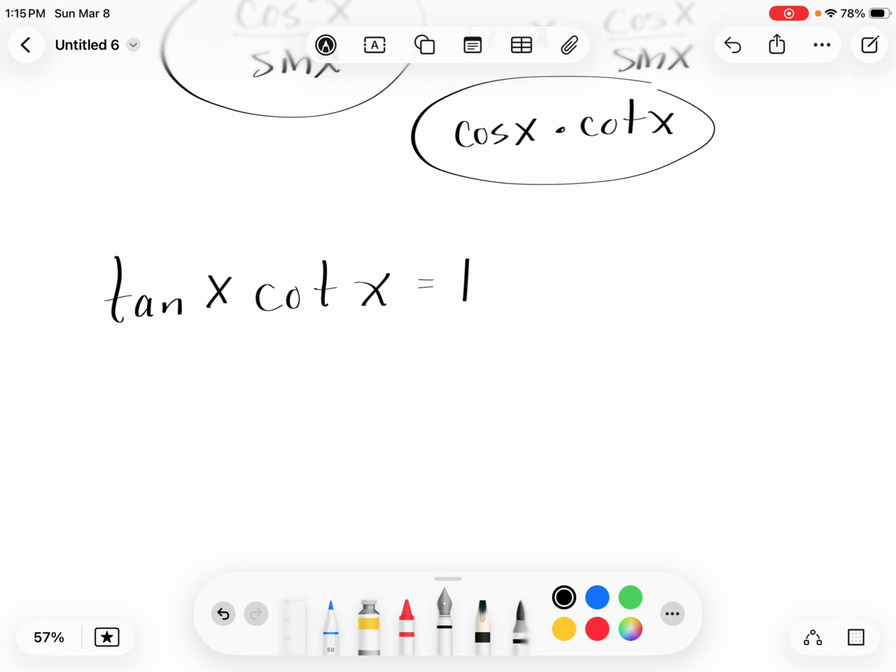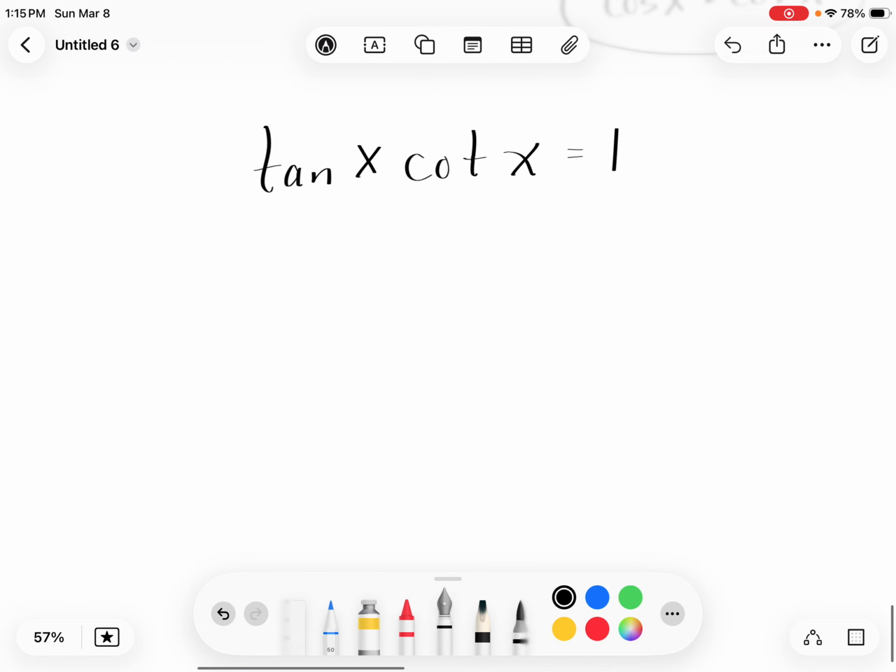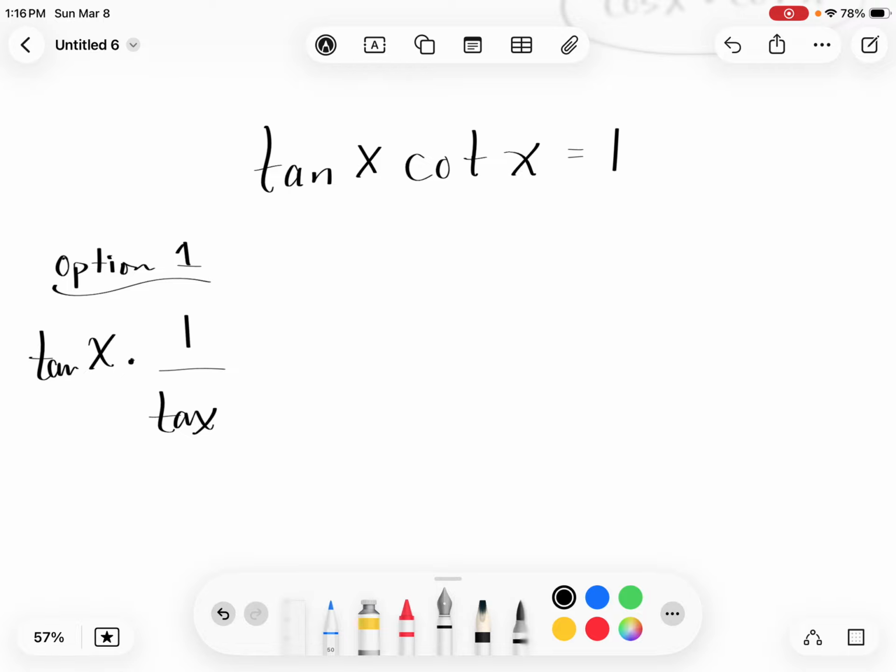So there's a couple different options here you can do on this one. One option is you could do it like this. This is as simple as this one could be. The tangent of x, the cotangent is 1 over the tangent of x.